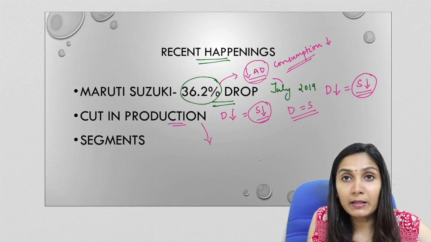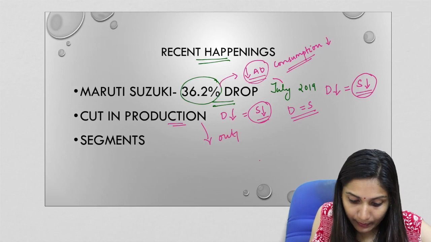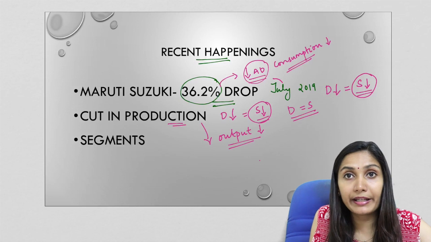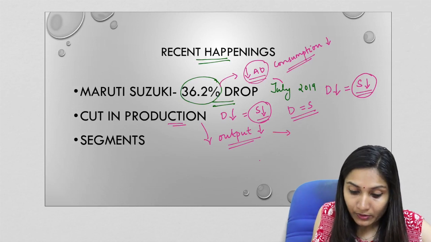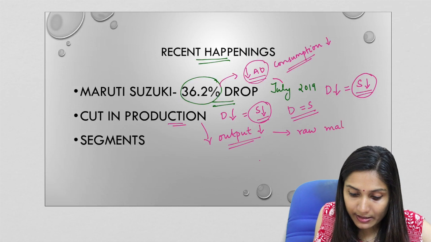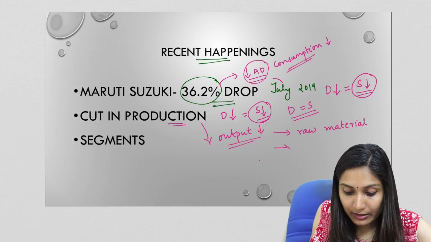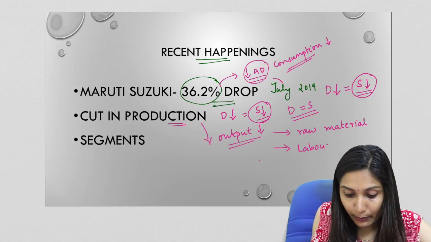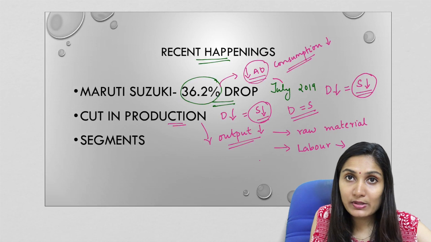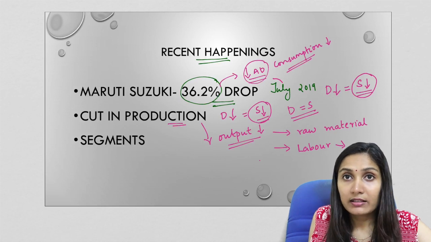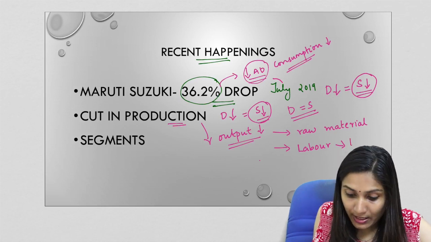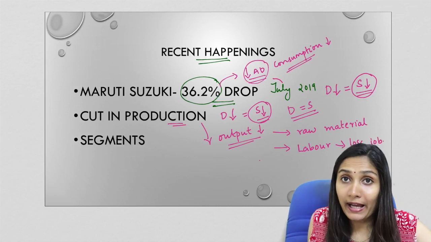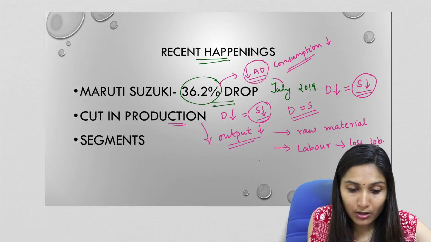For example, when the production comes down, the output will come down. Now, in order to produce lesser output, the manufacturers will need only lesser raw materials. So the raw material industry would be seriously affected. Now, secondly, another factor of production or a component in production is the requirement of labor. So in order to get lesser output, the labor requirements also will come down. That means many people will lose their jobs. So it has serious implications on the economy as a whole.